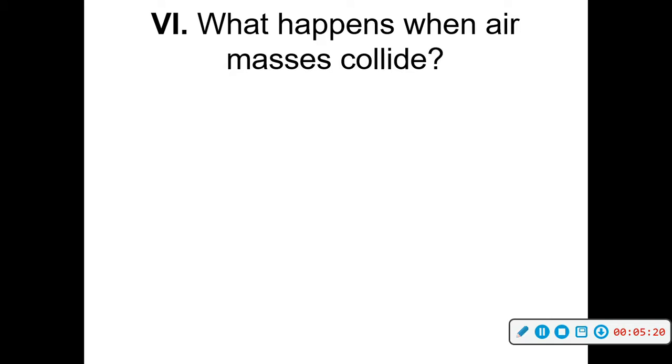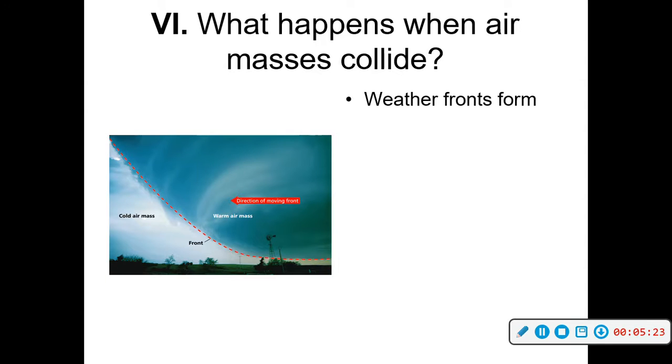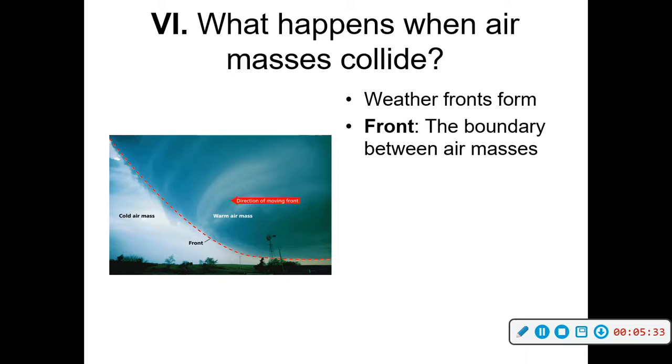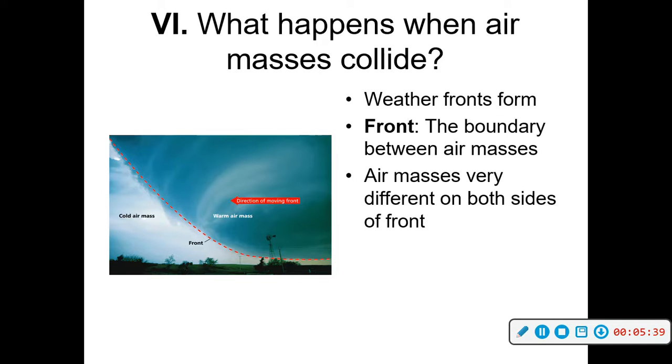Okay, what happens when air masses collide? Weather fronts form. So what does that mean? Well, they're different, so therefore you're going to have clouds forming, and sometimes you can get rain or snow depending on temperature. So a front is a boundary between the air masses. The air masses are very different on both sides of the front.